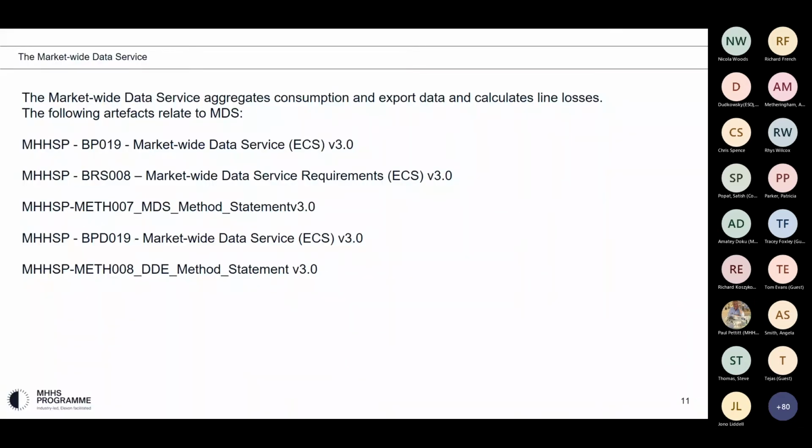So I think that's everything I was going to say on the market-wide data service. Amity, if we had any questions on the market-wide data service or on anything else?